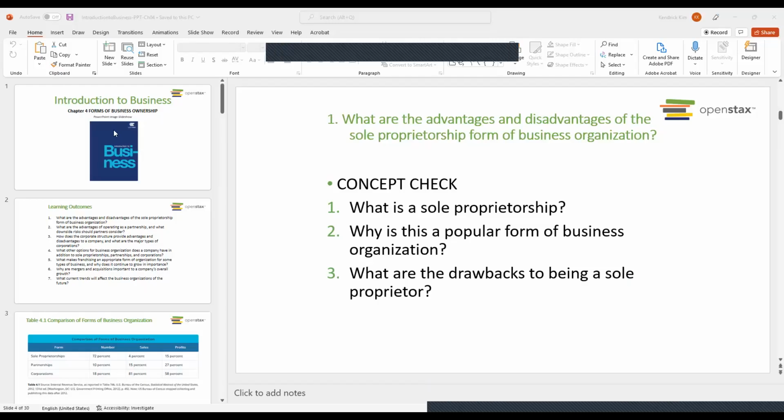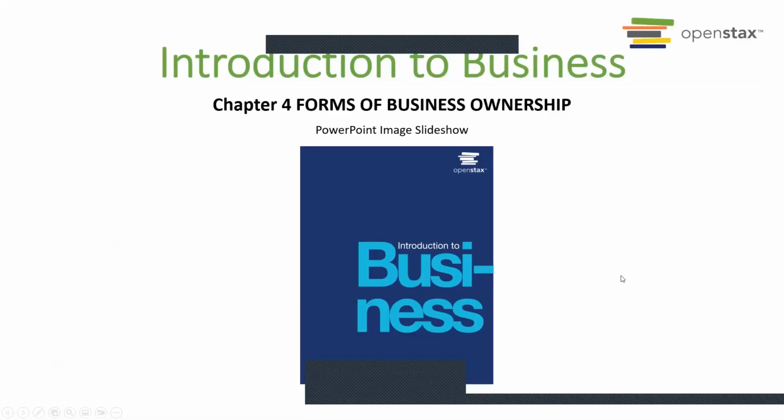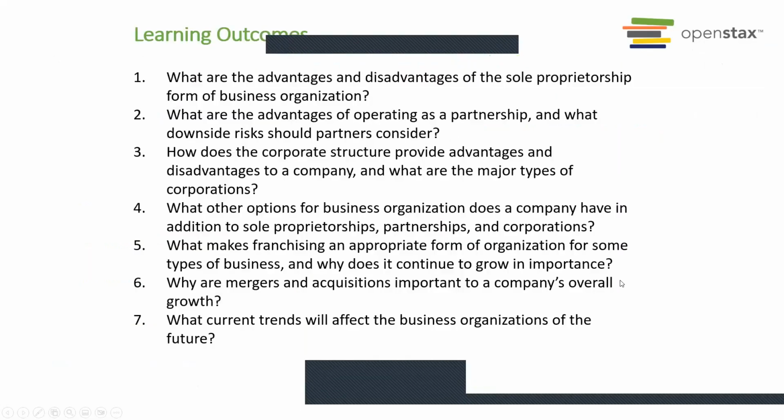All right, class, this is chapter 4, and we're going to talk about forms of business ownership. Let's go to the review. So here are some learning outcomes that you should know when you are reading chapter 4 and reviewing the PowerPoint slides.